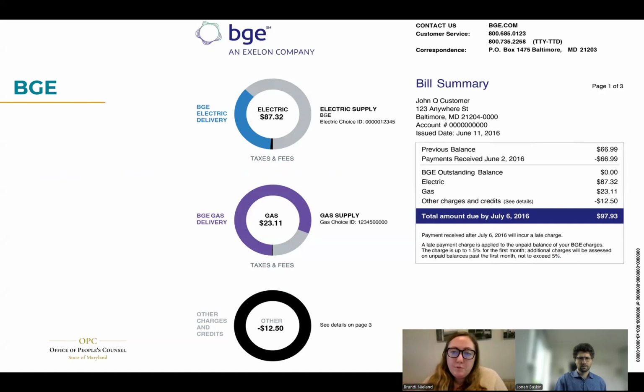We have a couple of pages. We're going to zoom in on some of these. So at the top here, we have the contact information for the utility company. Going down to the bill summary, this is the account holder's name, the address of where the electricity or gas is being delivered, and your account number. The issuance date. Now, this date is the date that the bill was actually created. Then we come down to previous balance, so your last due bill. Then payments received. That would be when you last made payment and the date that they actually received it. If there's an outstanding balance from that previous bill, and then it breaks it down into electric, gas, and other charges.